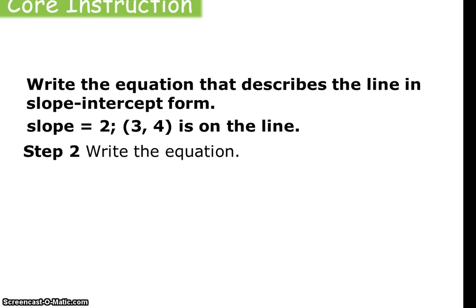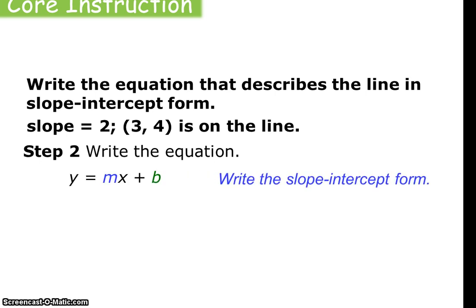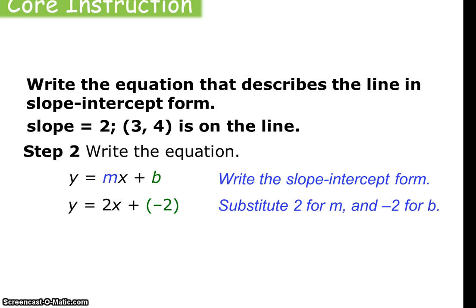Now if I know my y-intercept is -2, I can write my equation in slope-intercept form. I'm going to sub in 2 for the slope, which was given, and -2 for the y-intercept, which we found. And that gives me an equation of y equals 2x minus 2.